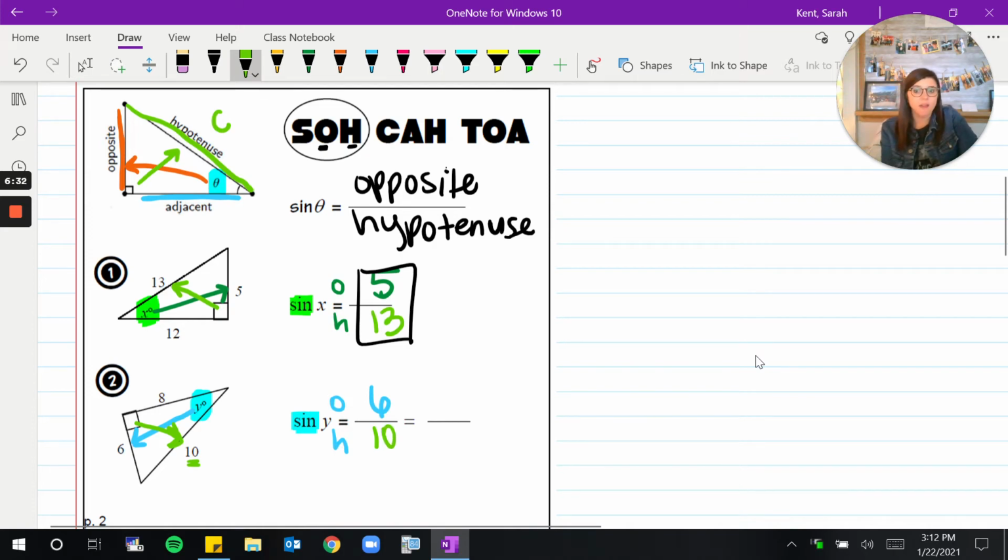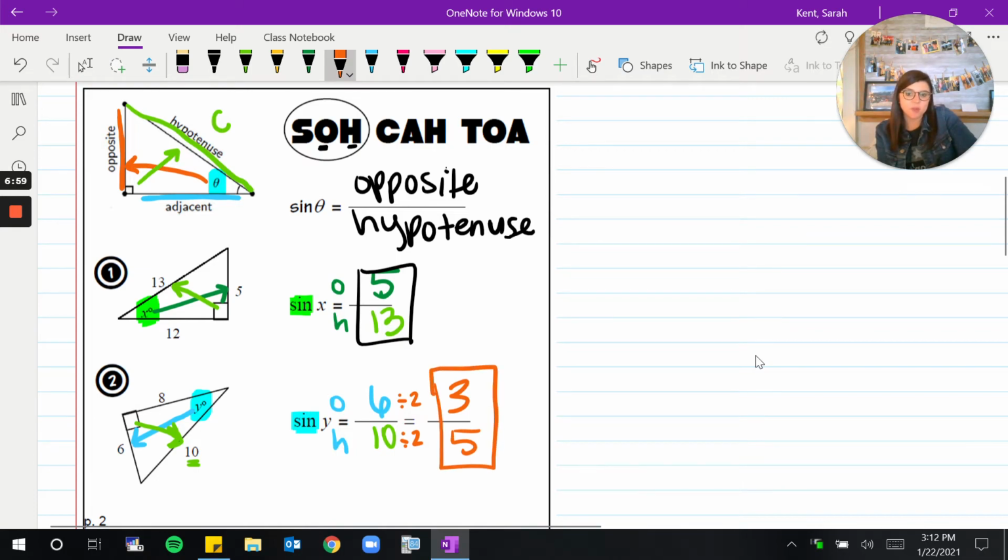So this time, 5 over 13, we cannot make that smaller. If we put it in the calculator, you'll get 5 over 13. But 6 over 10, we can simplify this. These can both divide by 2. 6 divided by 2 will give us 3, and 10 divided by 2 is 5. So the final, most simple answer is 3 over 5. So again, sine is the opposite side over the hypotenuse.